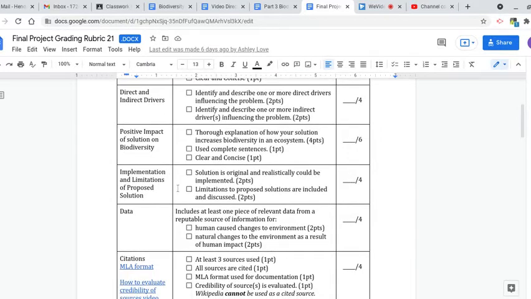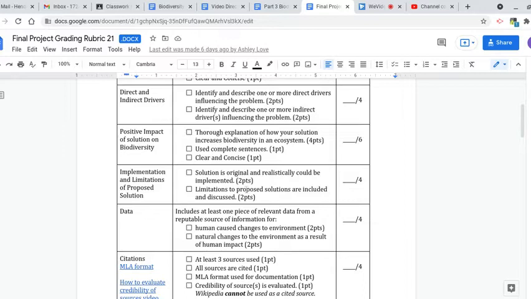The next section is about implementation and limitations of your solution. Your solution needs to be original, as in you thought of it, and it needs to be able to realistically be implemented. For example, if you say something like, we need to decrease carbon dioxide emissions, that is not specific enough. You need to say what you want the person to do to help work towards decreasing carbon emissions. Is that something like they need to drive their car less? Maybe 2 days a week they take the bus instead of their car.